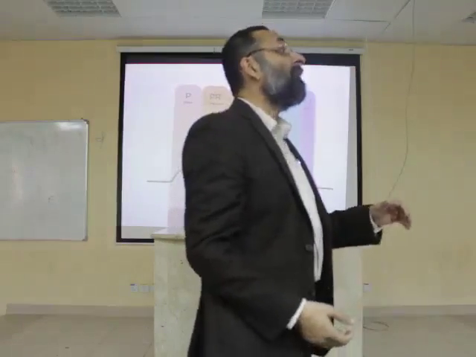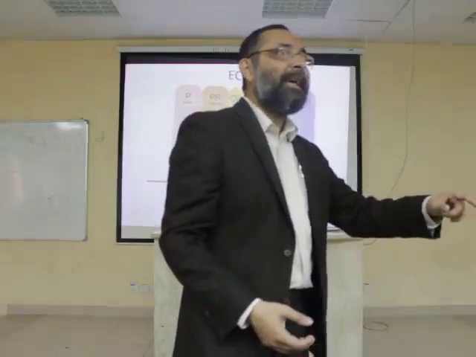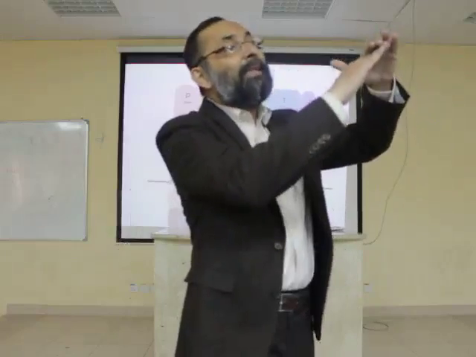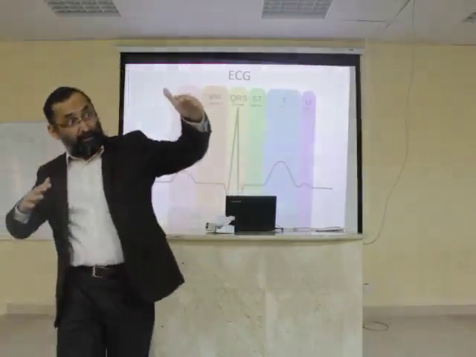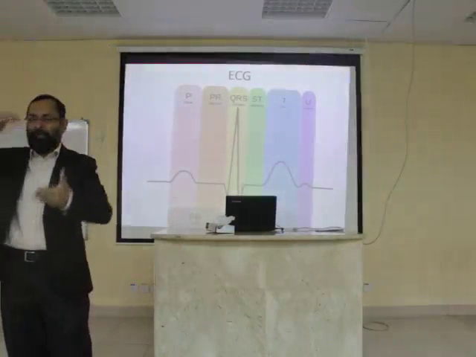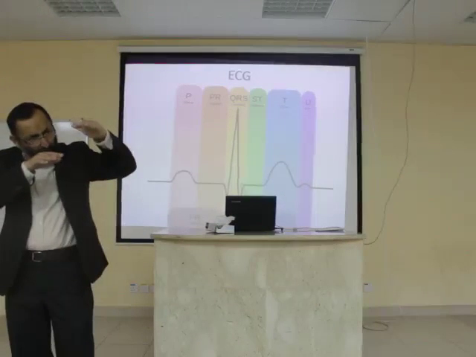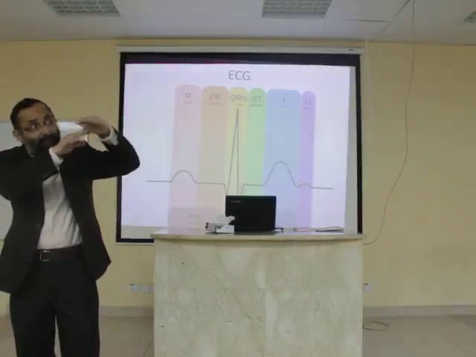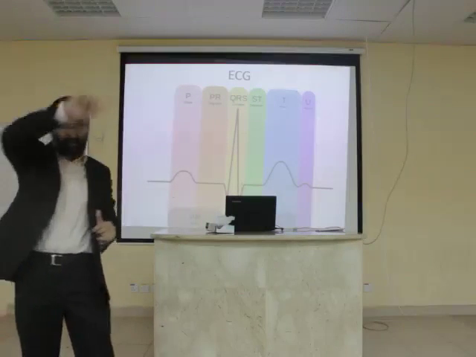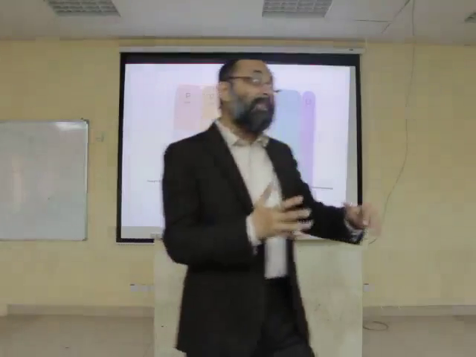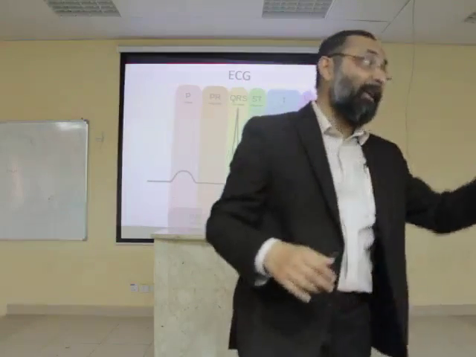If the direction is moving away, you will always have a negative wave. If the direction is towards the recording electrode, then it's positive. If it is exactly towards it, a big positive. If it is passing close but not very close, then a small positive wave. Then the size and shape of the wave depends upon the direction of the electrical activity.